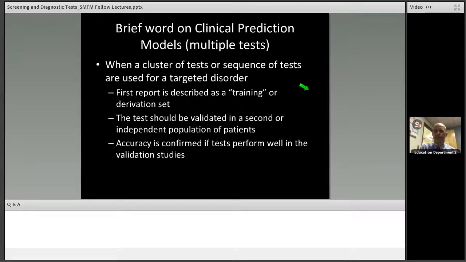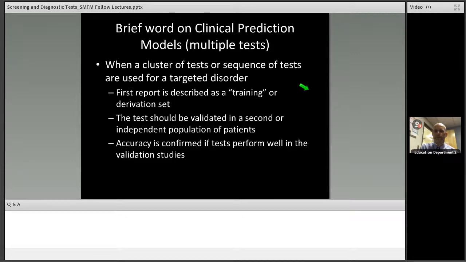Just before we close, a few brief words on clinical prediction models. This is when you have a cluster of tests, or a sequence of tests, that are used for a targeted disease. You want to first of all look at how these tests are derived.